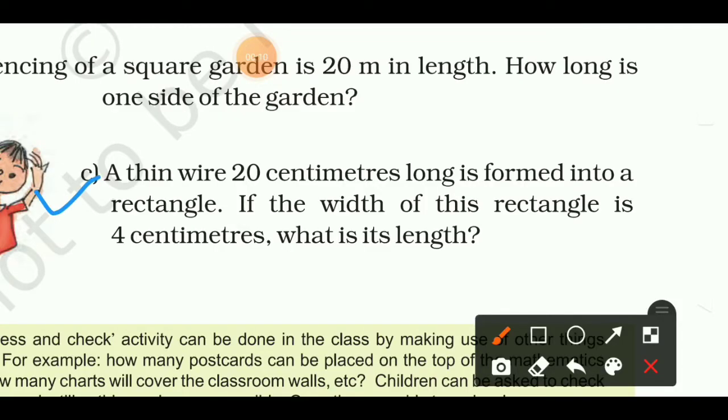Question C. A thin wire 20 centimeters long is formed into a rectangle. If the width of this rectangle is 4 centimeters, what is its length? Here thin wire 20 centimeters long is formed into a rectangle. That means this is perimeter of the rectangle is equal to 20 centimeters. So here we have to use the formula to find out the perimeter of the rectangle. So let's solve this sum.